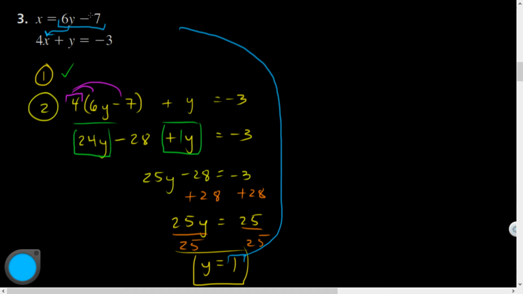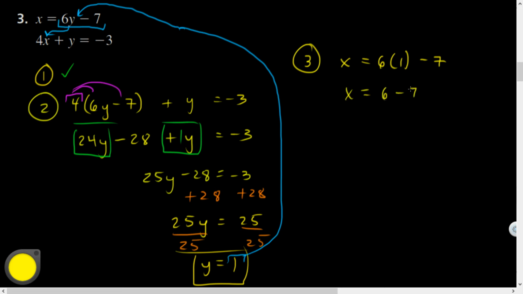Yeah, where should I plug this? Which equation's better? The first one is better because it's already solved for the variable I'm looking for, right? Yeah, so that's better. So step 3. And I really do recommend you label your steps tonight because otherwise you're just going to get lost in the mathematical forest. So x equals 6 times 1 minus 7.